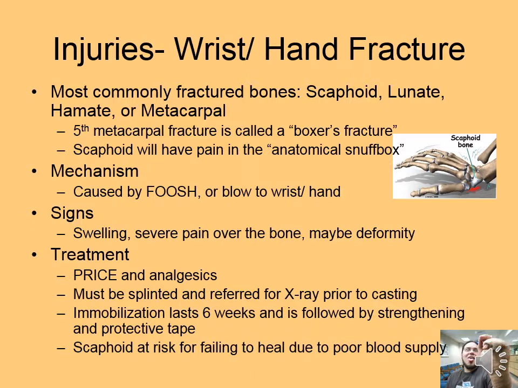But if you see somebody casted with the pinky finger and the ring finger in slight flexion and their wrist is casted, they're casted for a boxer's fracture. They punched something, they broke their hand.